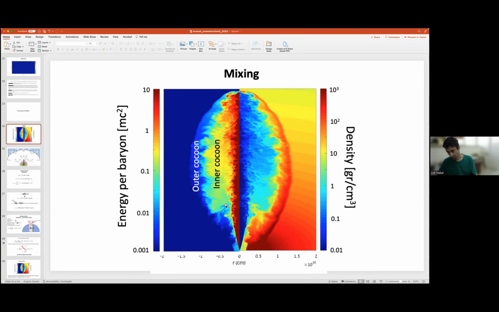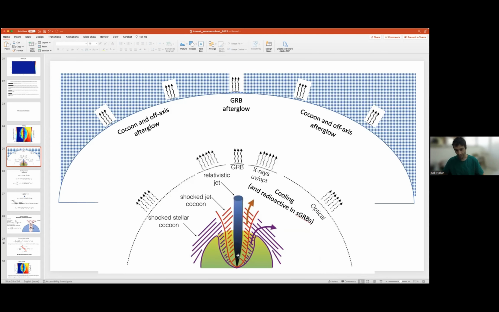This is important because what we are going to discuss now is the emission that we are going to see from this cocoon after the breakout. I remind you that after the jet is breaking out, of course, the cocoon is also breaking out. This is from a paper that Tsvi Piran and I wrote in 2017, where we give an analytic prediction of what the emission from the cocoon will be.